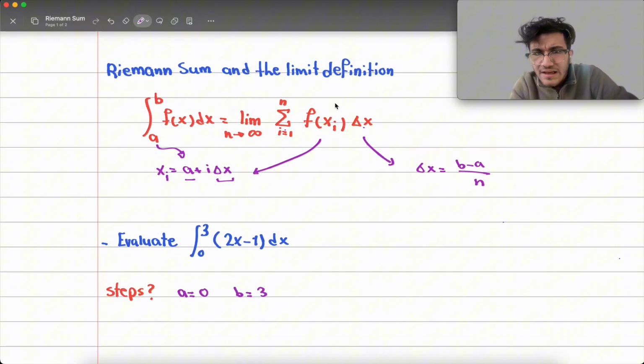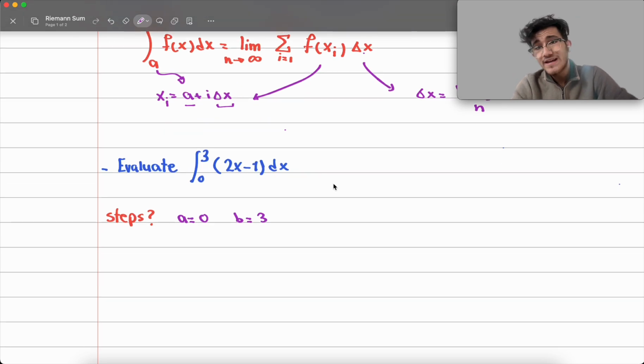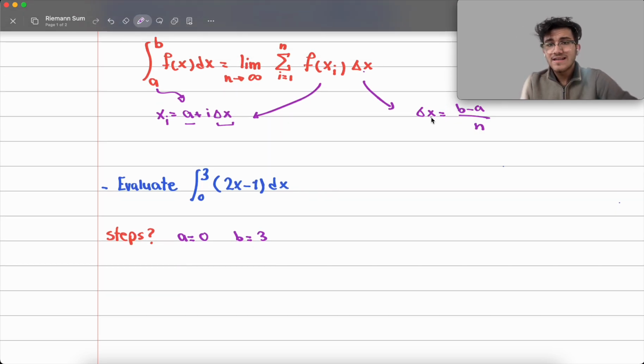The second thing, I'm seeing delta x in my formula, so I have to find delta x. And for finding delta x, I only need b and a. So I understood b and a, now I can find delta x. So delta x is going to be b minus a, 3 minus 0, which is 3 over n. So I found my delta x.